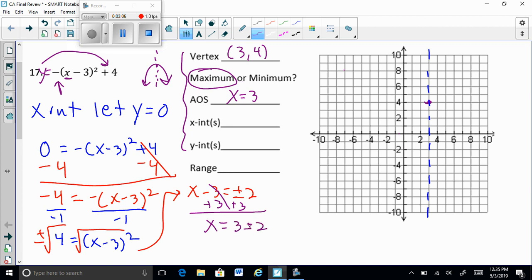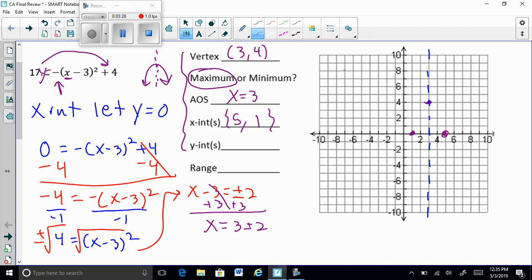So when you add 2, you get a 5. And when you subtract 2, you get a 1. So those are my two x-intercepts. So I have one here at 1 and at 5. And you'll notice that that line of symmetry is equal distance from both of those points right there.